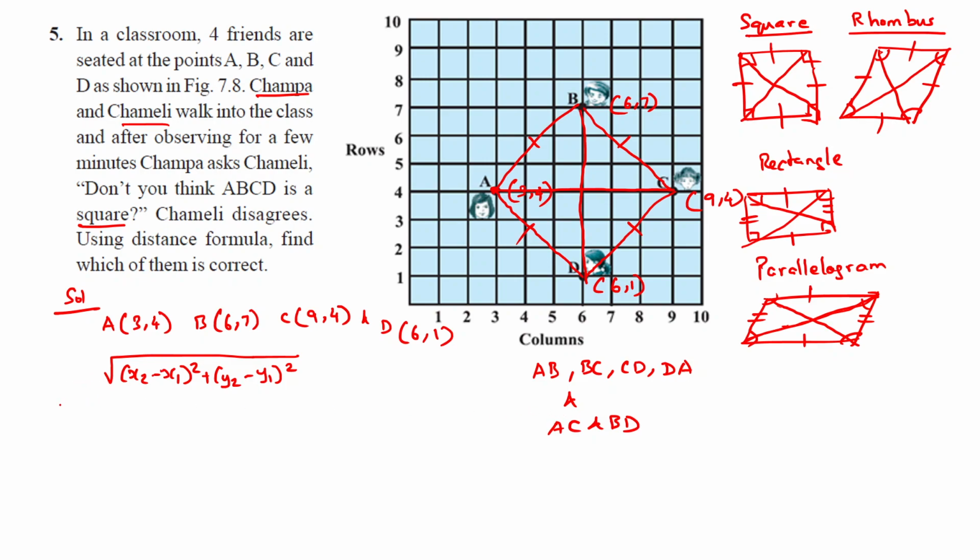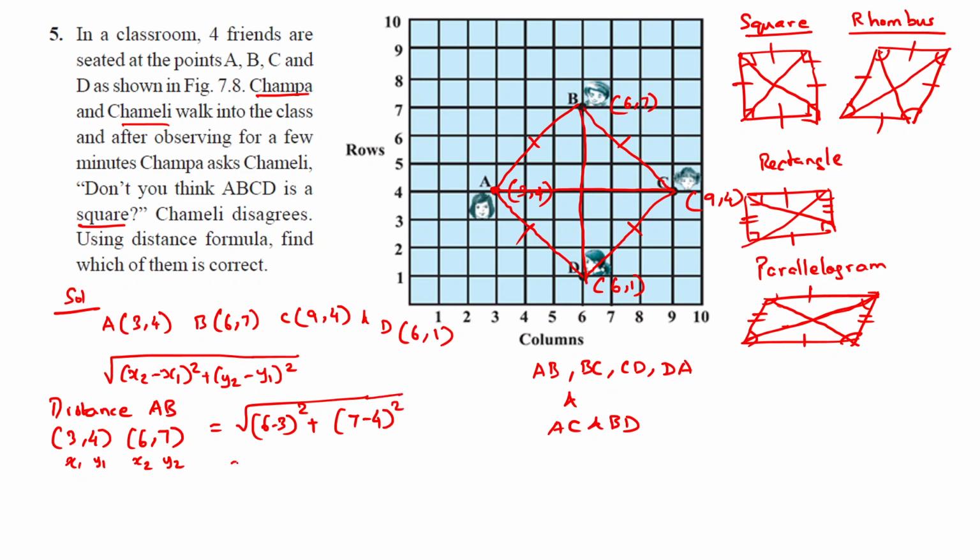Okay, let's find the distance AB. Write the coordinates 3, 4 and 6, 7. This is x1, y1, this is x2, y2. Using the distance formula, we can solve it. Square root of (6 minus 3) whole square plus (7 minus 4) whole square. 6 minus 3 is 3 square plus 7 minus 4 is again 3 square. We will get root of 9 plus 9, since 3 square is 9.